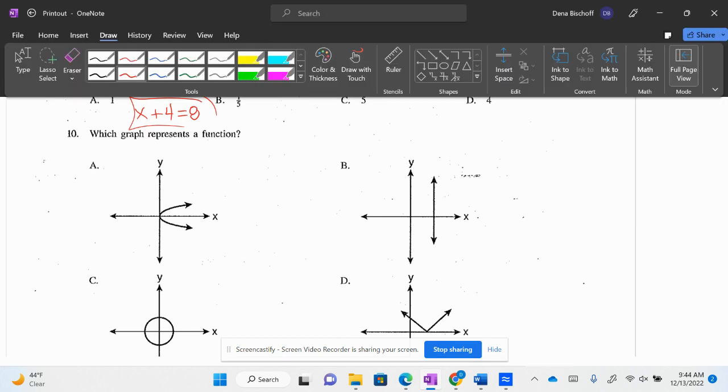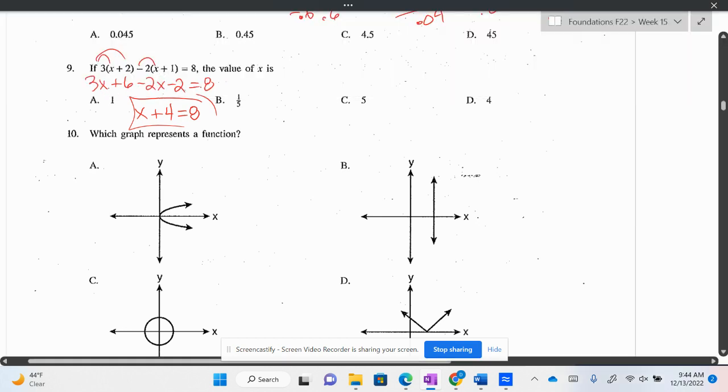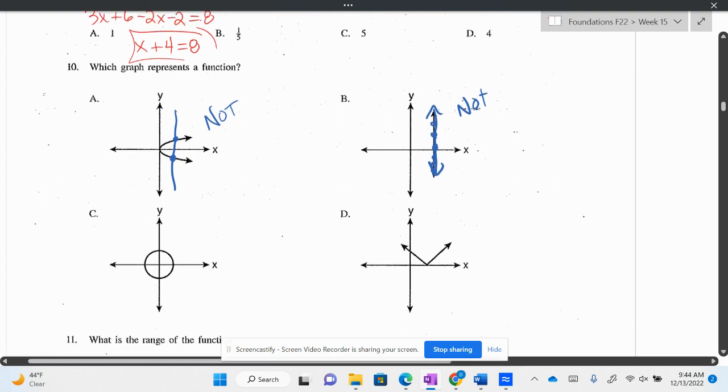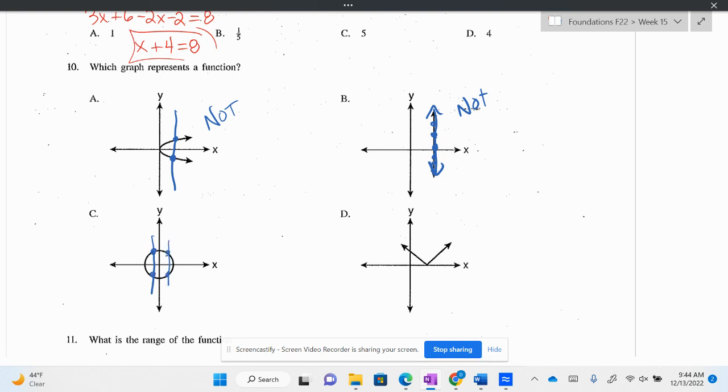Which graph represents a function? This is something I definitely wanted to talk about. Remember that if a graph is a function, it will pass the vertical line test, meaning that a vertical line will only touch the graph at one point. So this is not a function because it touches it twice. This is not a function because it touches this line everywhere, right? This is not a function because no matter where I put a vertical line, I'm going to touch that graph at a minimum of one time, but definitely twice, right? So not, but this one only touches it one time, one time, one time. So this one is a function.